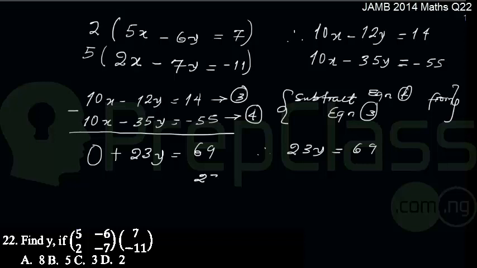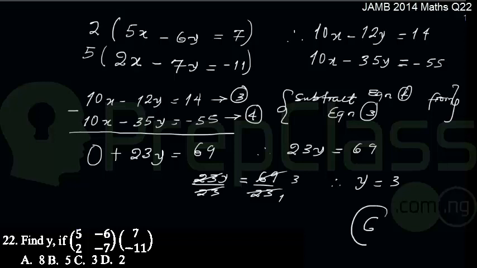So dividing through by 23, 23y over 23 will be equals to 69 all over 23. 23 cancels out 23. 23 in 23 will give me 1. 23 in 69 will give me 3. Therefore, I would have y is all equals to 3. Scanning through the options, that corresponds with option C.